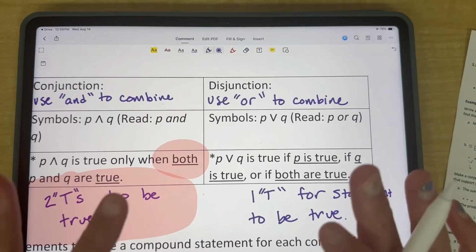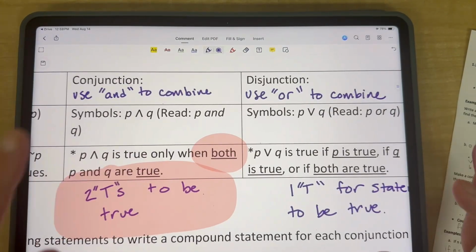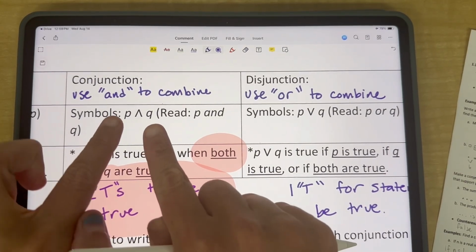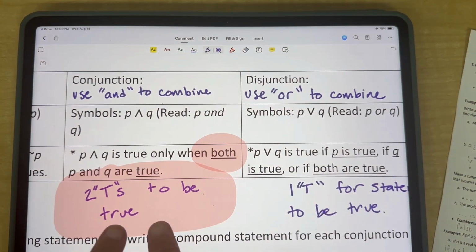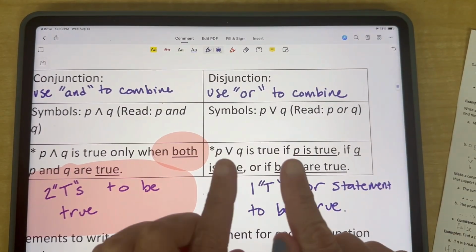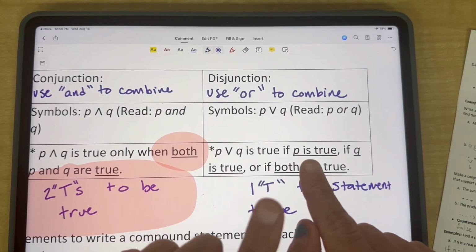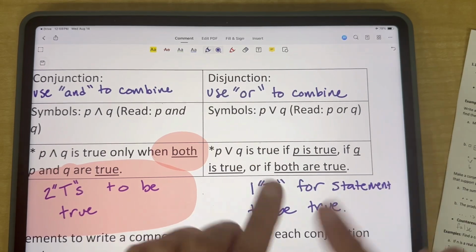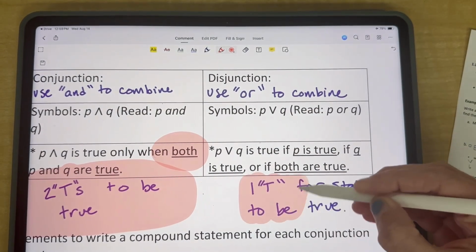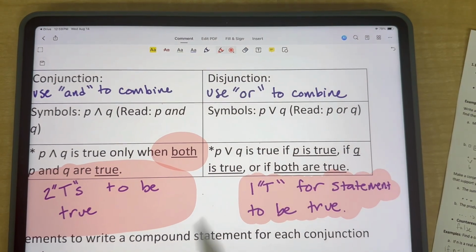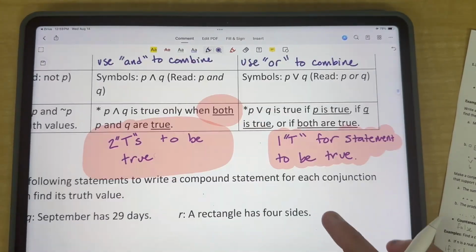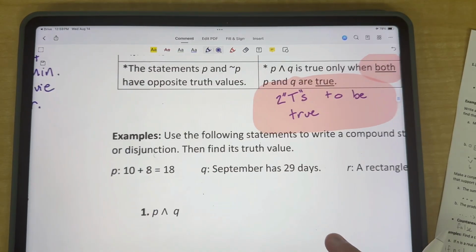So what's the big difference between and and or? And, both statements must be true. This and this must both be true to be true. Or, you need one of the two things, only one thing, this or that must be true for the whole thing to be true. Hopefully you guys are not just scratching your heads right now, like I'm so confused.